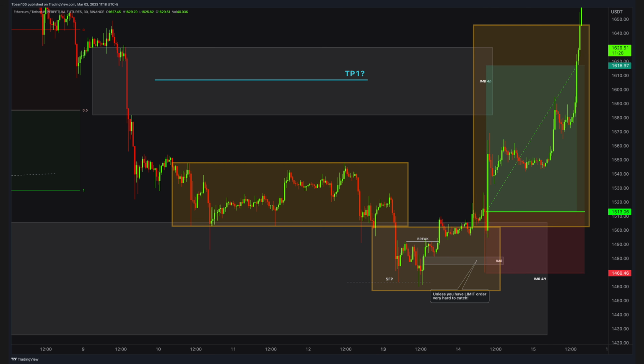It also completes the expansion phase. Accumulation, manipulation, and the expansion. It also reminds me of the wake-up trading method. But it is for another video.